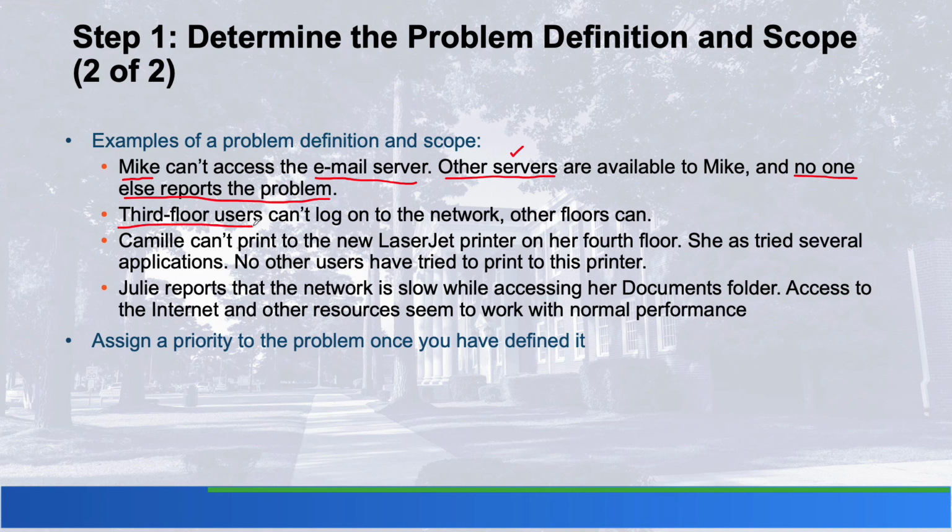The third floor users can't log into the network. Other floors can. So think about that for a second. Where do you think that problem would be? Would it be on a single computer? Probably not, right? Since it's the entire floor that can't log in. What we might try to do is troubleshoot the switch in the telecommunications closet. If all of the users on the third floor use the same switch, then we can start there with the scope of the problem and narrow it down.